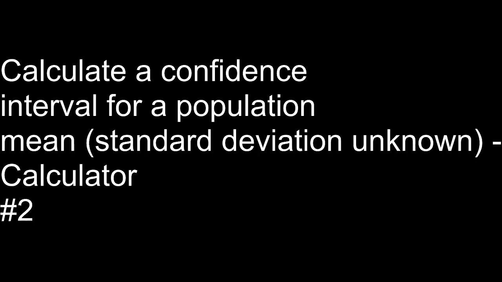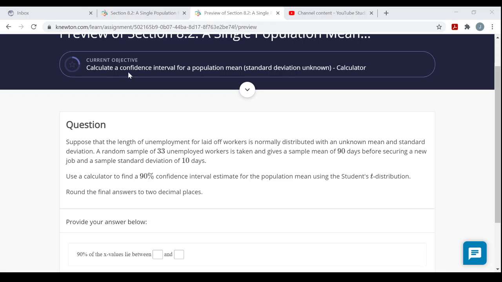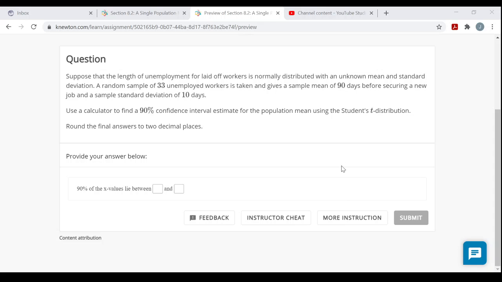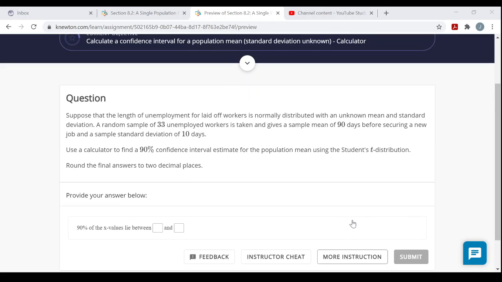I'll just show you where to go again to find the function you need to run to find a confidence interval for the mean with the calculator. If you're unfamiliar with this and want to see how to do it on the calculator, see what instructions they give you, click on more instruction. But I'm just going to do it.